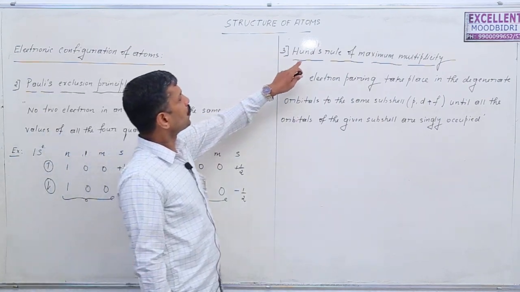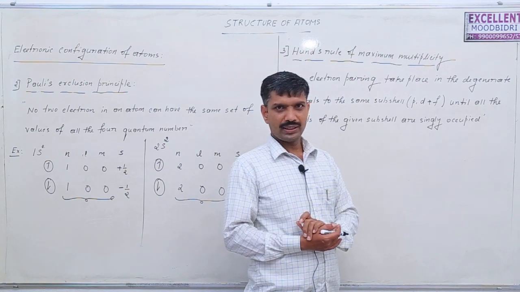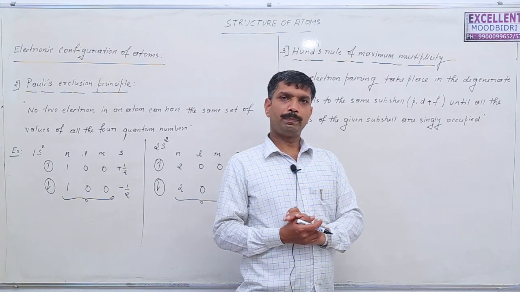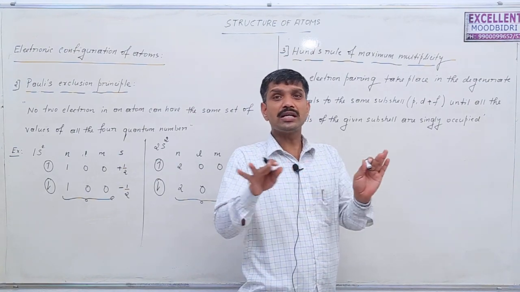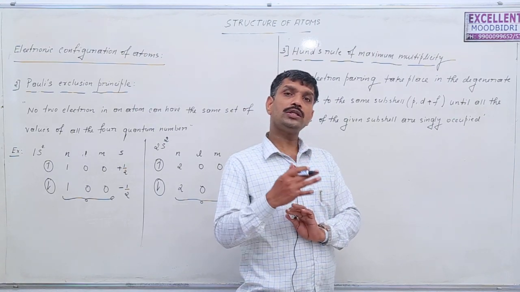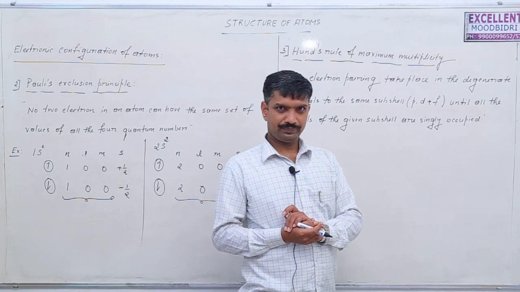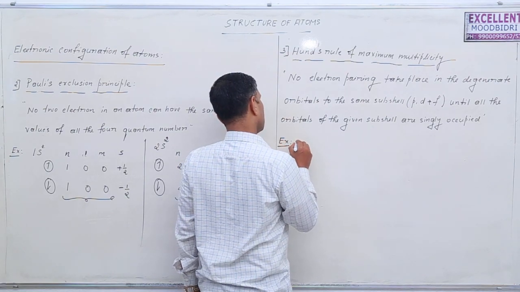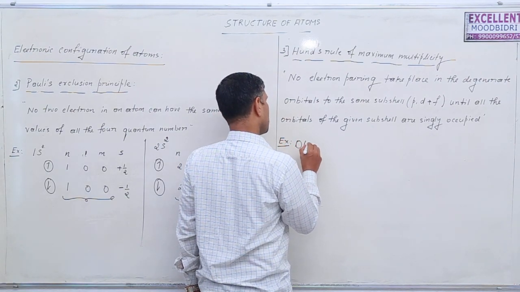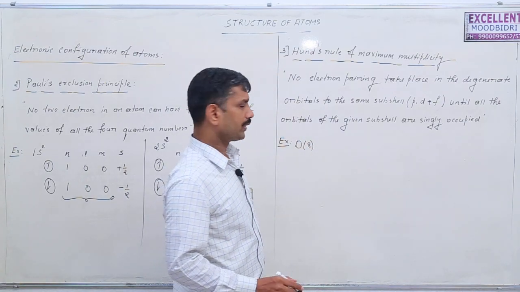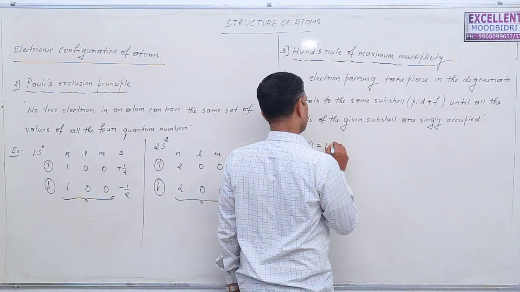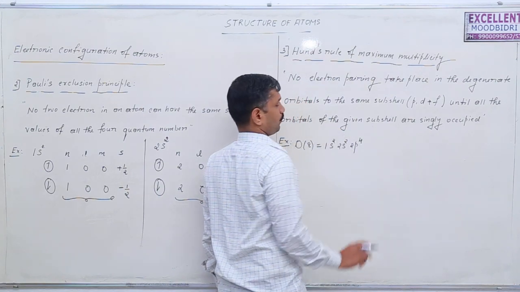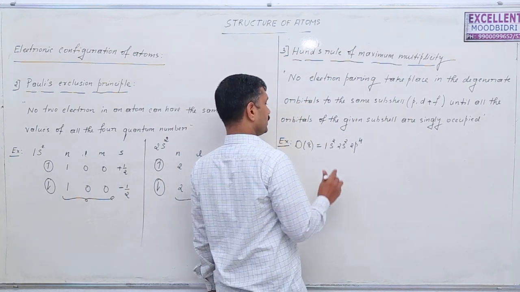Next rule, Hund's rule of maximum multiplicity. This rule states that electron pairing does not take place in degenerate orbitals until all the orbitals are singly occupied. First example, take oxygen, atomic number 8. Its configuration is 1s2, 2s2, 2p4.